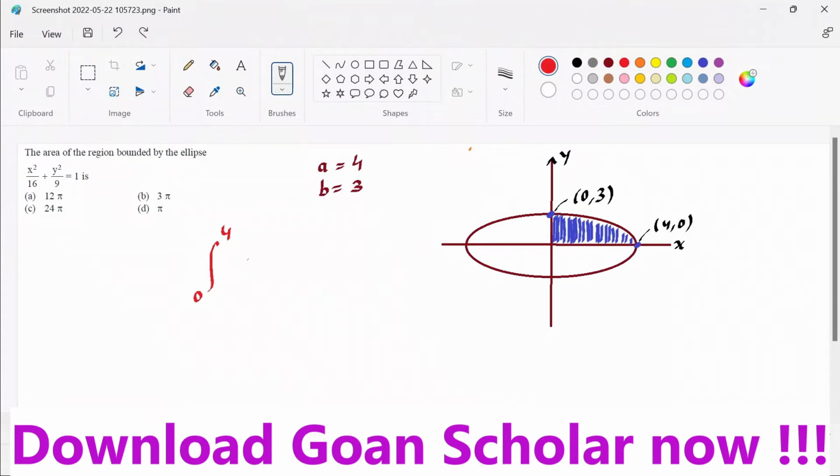So always remember, as I am taking the limits of the x-axis, I have to integrate with respect to x. Let me repeat, I am taking the limits for the x-axis, so I will have to integrate with respect to x. And when you are integrating with respect to x, the function should be of x only, right? So how do you find a function of x from this equation?